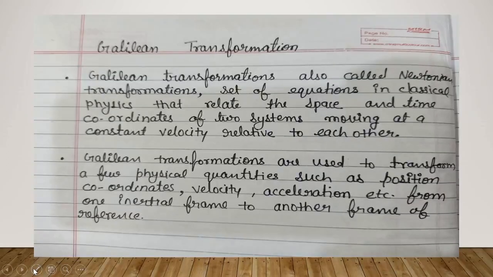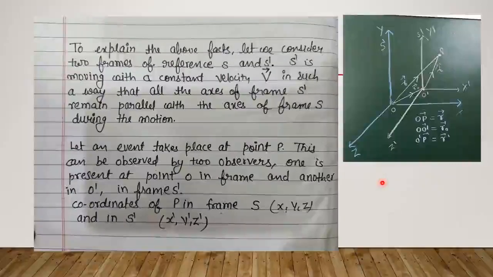What are Galilean transformations? Galilean transformations, also called Newtonian transformations, are a set of equations in classical physics that relate the space and time coordinates of two systems moving at a constant velocity relative to each other. They are used to transform physical quantities such as position coordinates, velocity, acceleration, etc. from one inertial frame to another frame of reference.